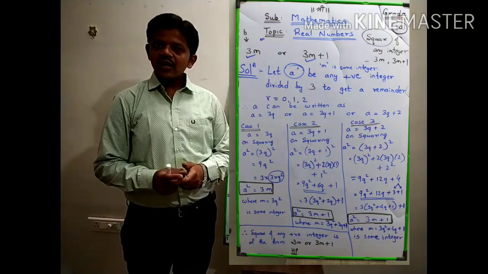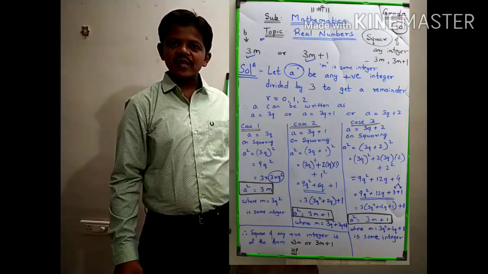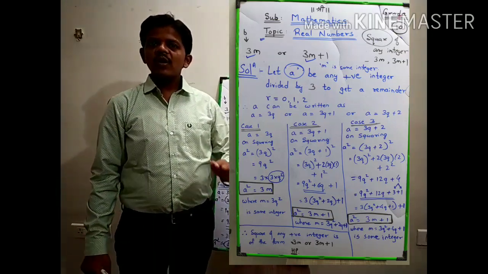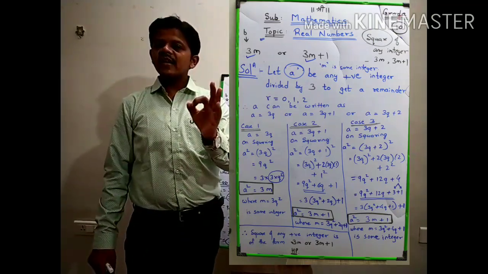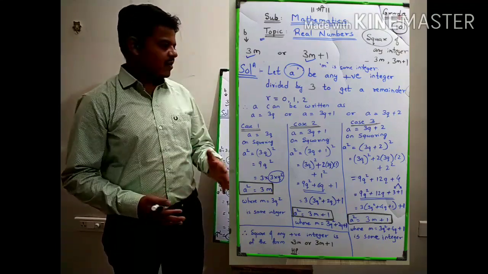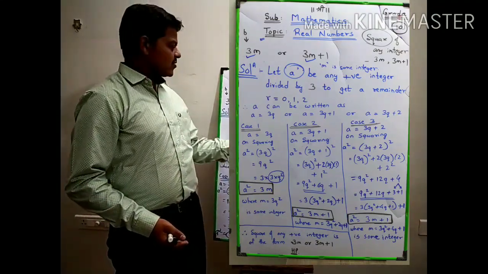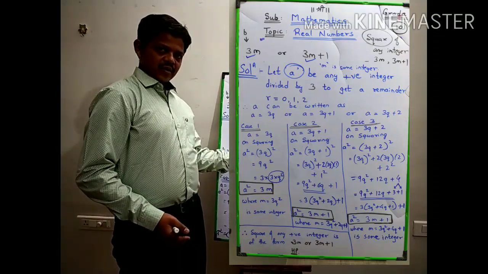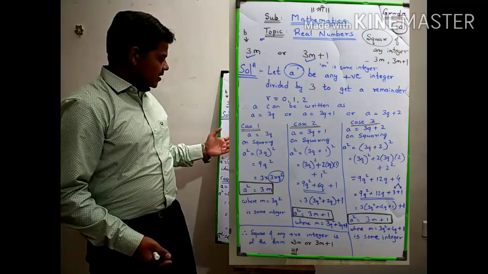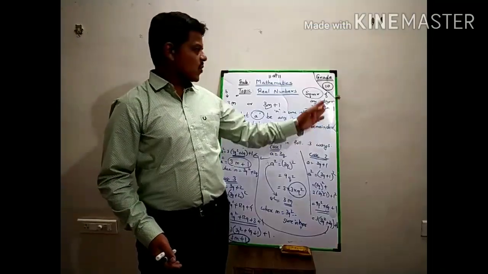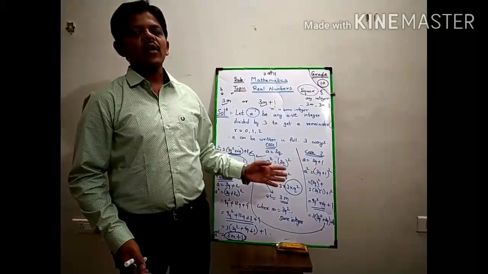But in short, let me revise it. Whenever you have to prove a form 3m, 4m, 6m, 6q, 2q, we will start: let a be any positive integer divided by 3, divided by 6, divided by 4, whatever it is, to get the remainder r. If it is divided by 3, there are 3 possible remainders, 0, 1, 2; divided by 6, 6 possible remainders. And then take the required cases. If squaring is asked, prove for the square. If cubing is asked, prove for the cube.